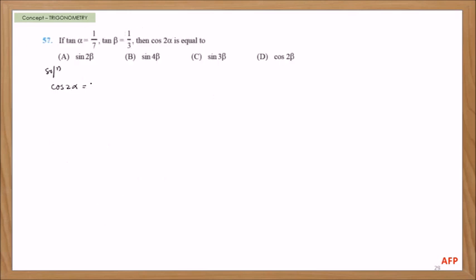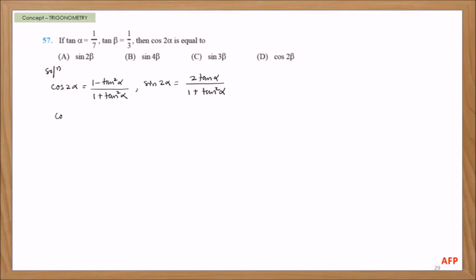Cos 2 alpha is 1 minus tan square alpha divided by 1 plus tan square alpha, so this is the formula we have. Sin 2 alpha is 2 times tan alpha divided by 1 plus tan square alpha. So we will apply this formula.